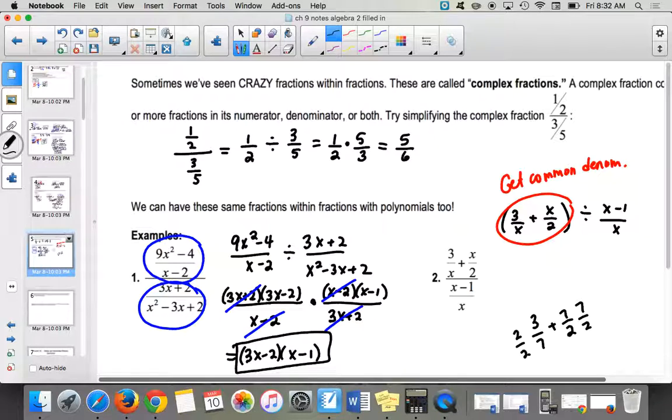So I'm going to take my 3 over x and I'm going to multiply by 2 over 2. And I'm going to take my x over 2 and I'm going to multiply by x over x. Sorry, it's kind of hard to see there. That's x over x. So when I do, I get 6 over 2x plus x squared over 2x, all in parentheses. And then it was divided by the x minus 1 over x.